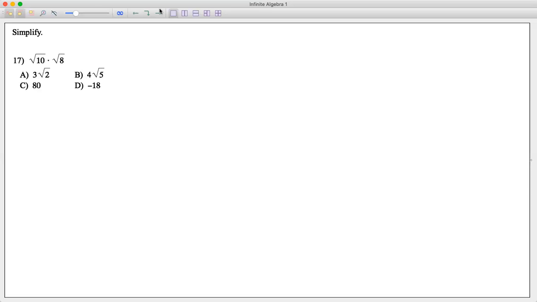Is this one of the answers? Therefore, there must be one of these hidden inside. Which one of these goes into 80? We would like to find the biggest one. That's a 64. Which one of these goes into 80? 16 times what is 80?